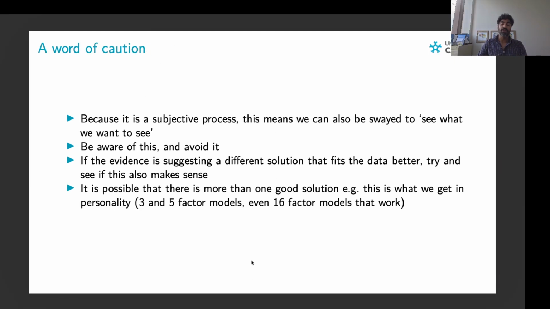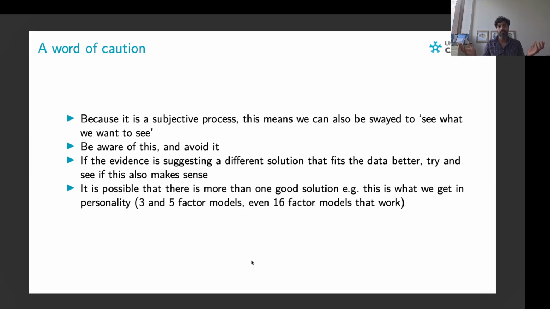What's a word of caution? Well, you've noticed already it's a subjective process, as I've said. Through the process, you check if your factors are related or not, and then you can flick back and forth. But this does mean that you can be swayed to see what you want to see. Be aware of this, try and avoid it. If the evidence is suggesting a different solution that fits the data better, try and see if this also makes sense and what's going on.